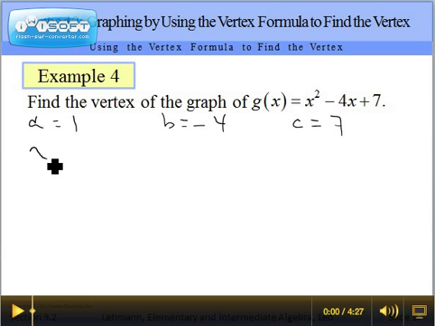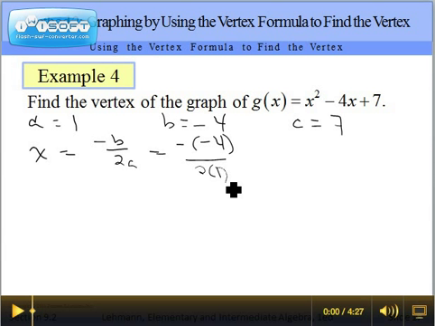So to find the x-coordinate of the vertex, I take negative b over 2a. So I take negative 4 over 2 times 1, which gives me 4 over 2, or 2. So the x-coordinate of my vertex is 2. To find the y-coordinate, we find f of 2, or g of 2 in this case, so g of 2.